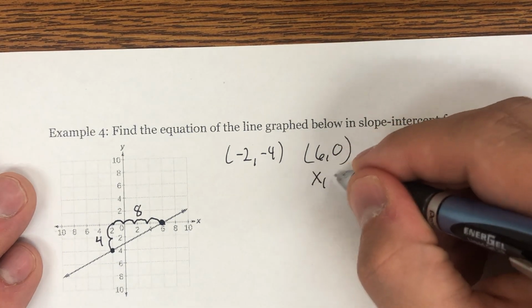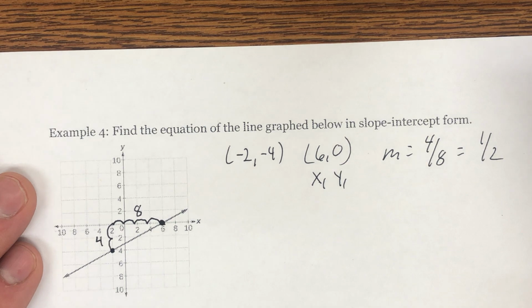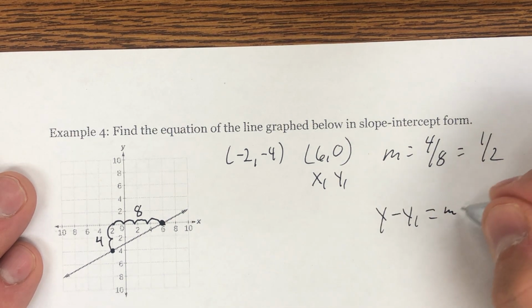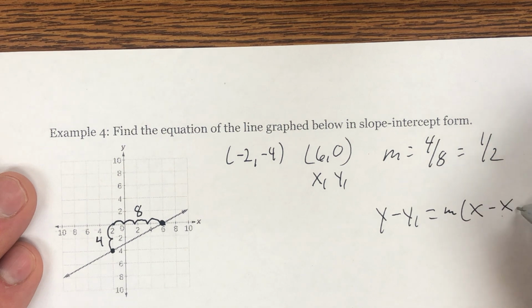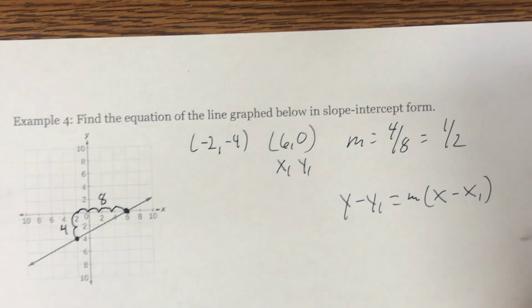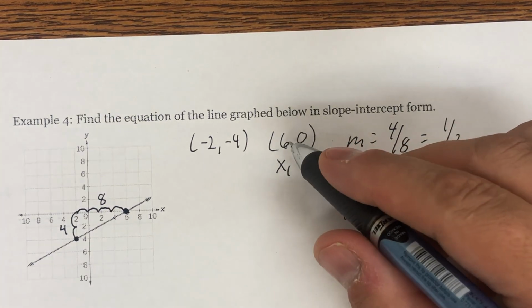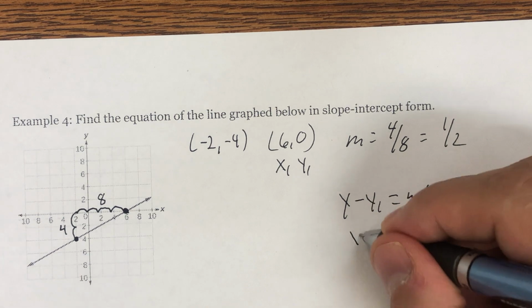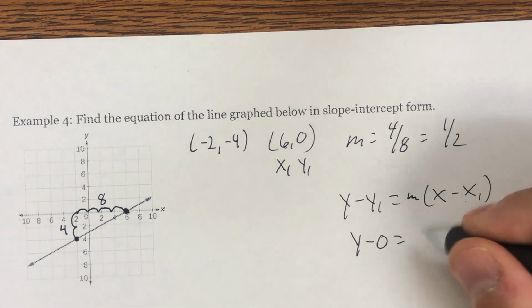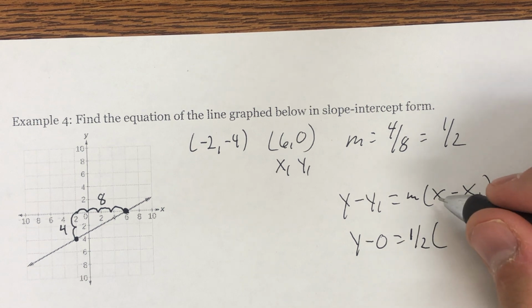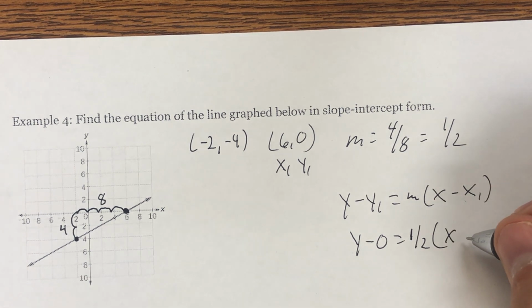We'll let this one be x1, y1. We'll use that point, 6, 0. So y minus y1 equals m times x minus x1. We're using that because I don't know the y-intercept, so we're using point slope. So when I plug it in, y1's 0, so I have y minus 0 equals m, which is 1/2, times x minus 6.